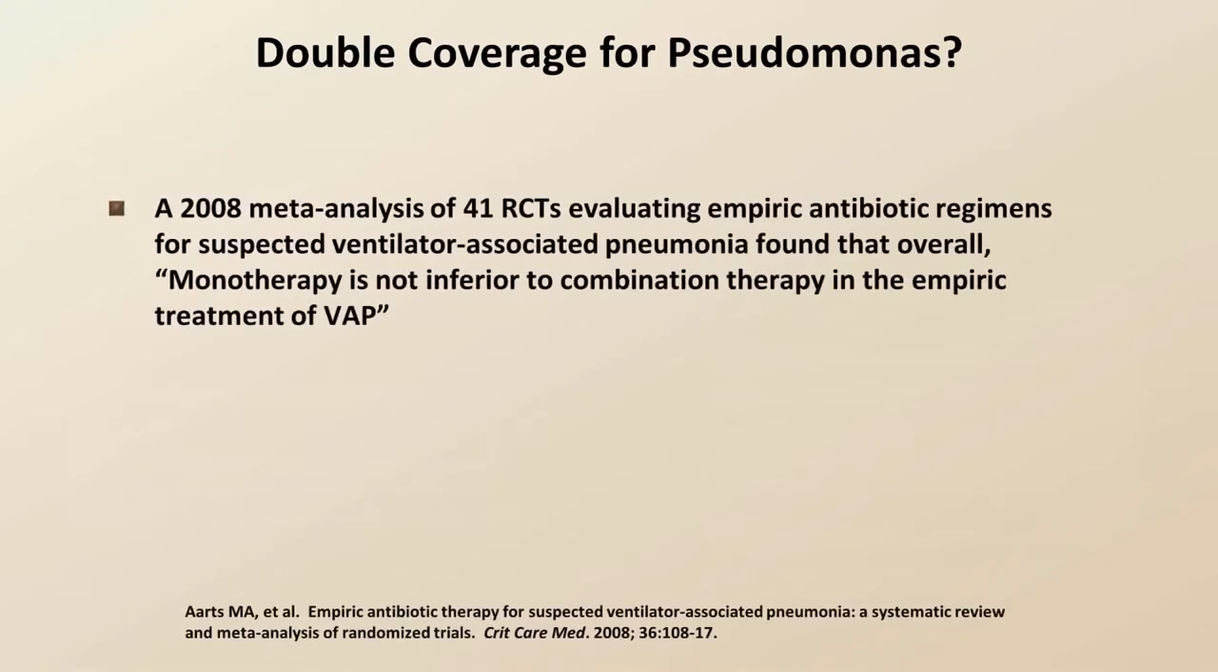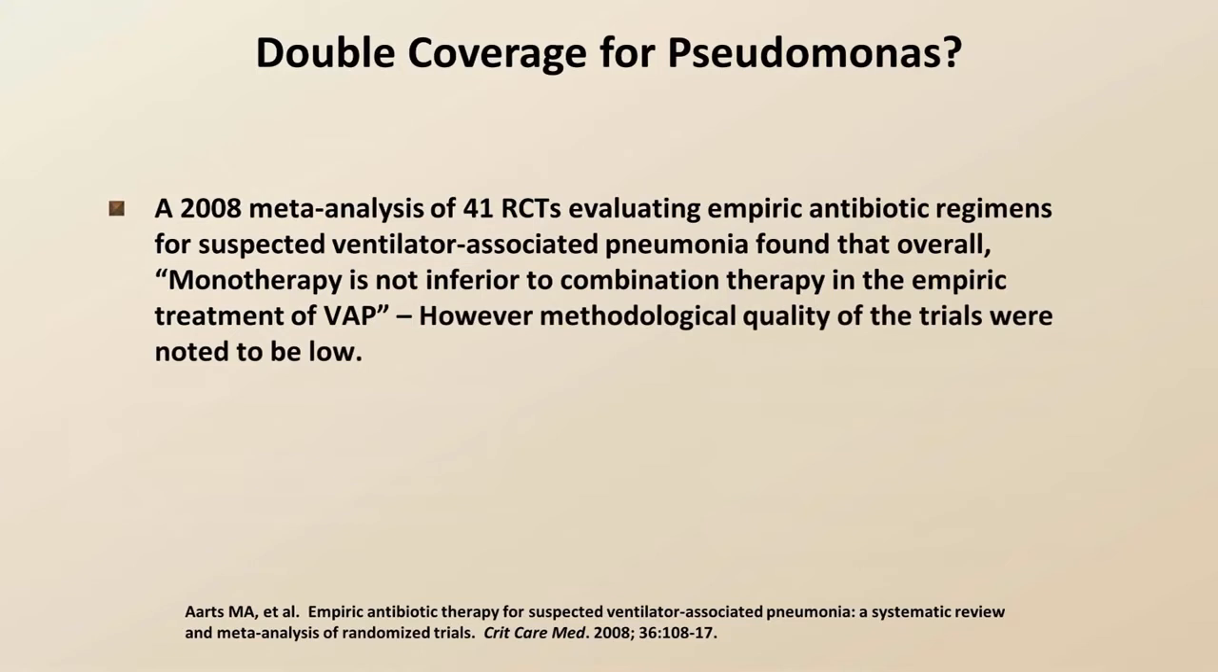And a 2008 meta-analysis of 41 randomized controlled trials evaluating empiric antibiotic regimens for suspected ventilator-associated pneumonia found that overall, monotherapy is not inferior to combination therapy in the empiric treatment of these infections. However, the methodologic quality of the trials included were noted by the authors to be low, and other experts in the field have criticized the meta-analysis itself for reaching an overly broad conclusion when the included trials generally did not specifically include the patients who are at highest risk of having multi-drug resistant organisms.